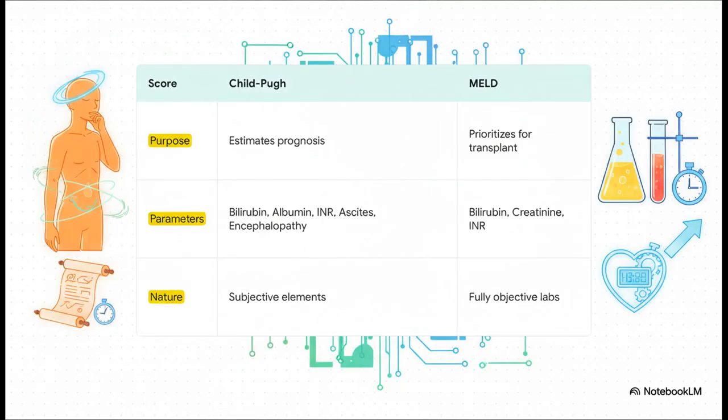Now, this is a huge point for the exam. Child-Pugh versus MELD. When do you use which? Think of it like this. Child-Pugh gives you a general prognosis, a sense of survival, and it includes some subjective things like ascites. MELD, on the other hand, is purely objective labs, bilirubin, creatinine, INR, and its one and only job is to prioritize patients on the liver transplant list.